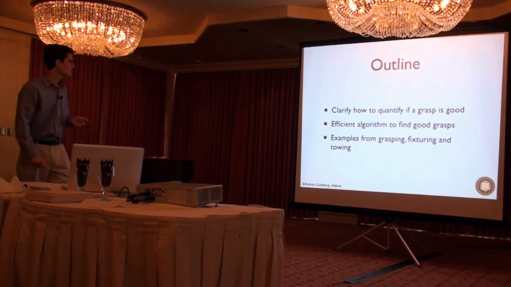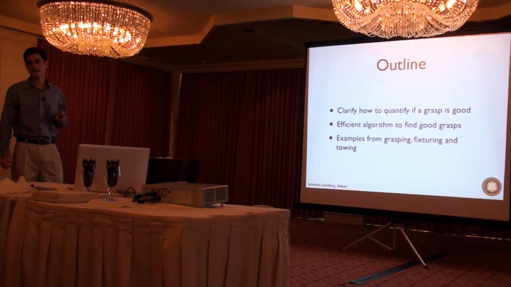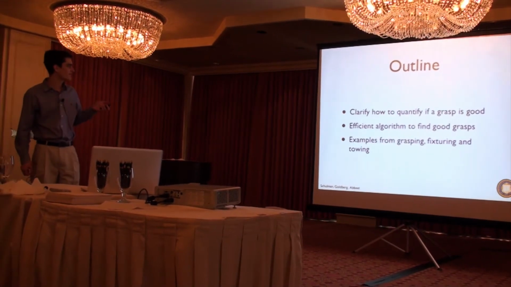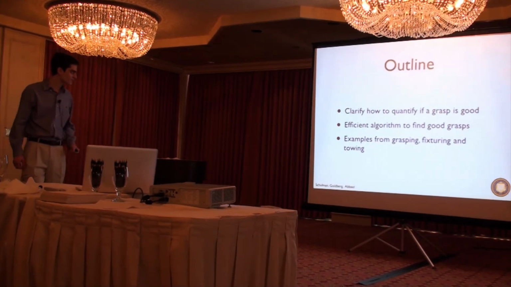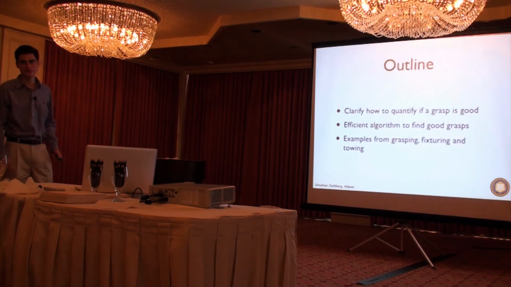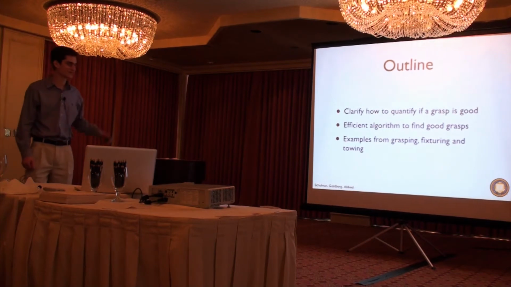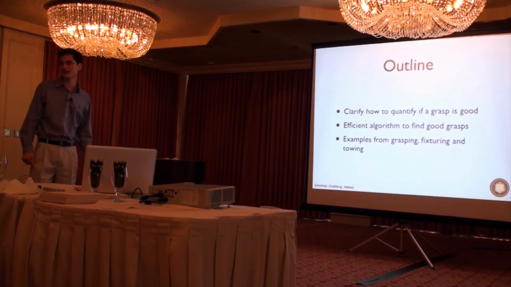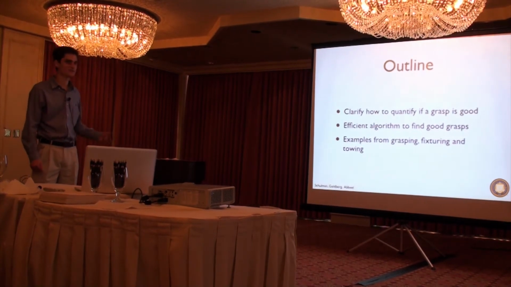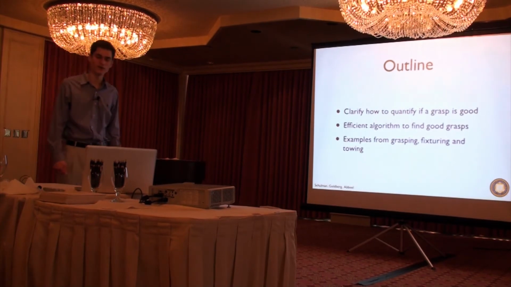So first, we're going to give some background and clarify how we're quantifying if a grasp is good. Then we're going to give the main contribution of the paper, which is an efficient algorithm for finding good grasps. And last, we're going to show some examples found by the algorithm for grasping and fixturing, and also an application to towing.